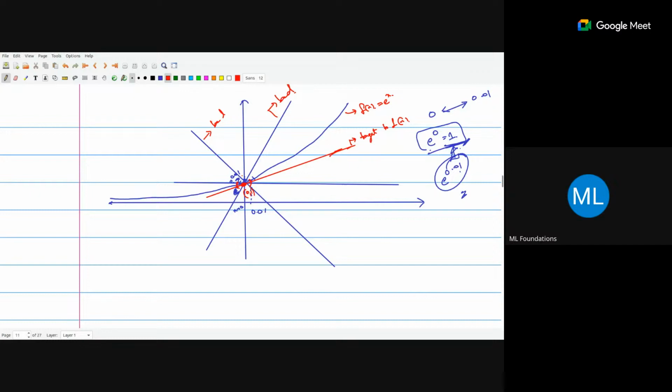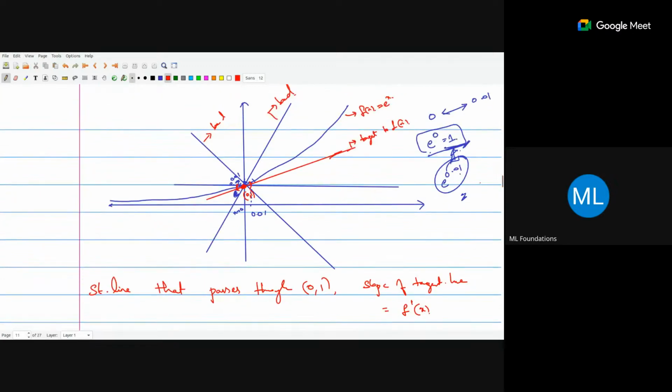And how do we compute this linear approximation? So you know this point. We need a straight line that passes through 0, 1, and the slope of this line is also the slope of the tangent line, which is equal to f dash of x.